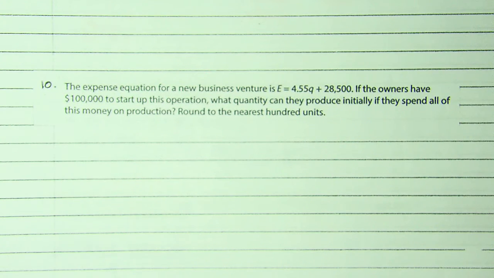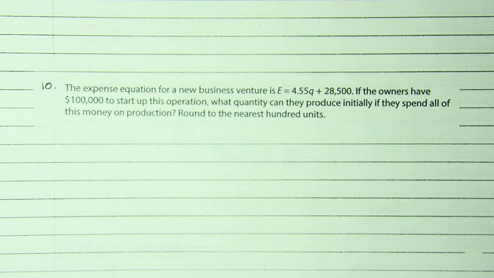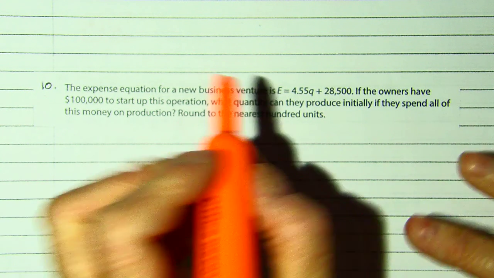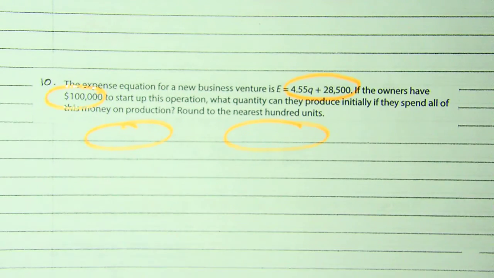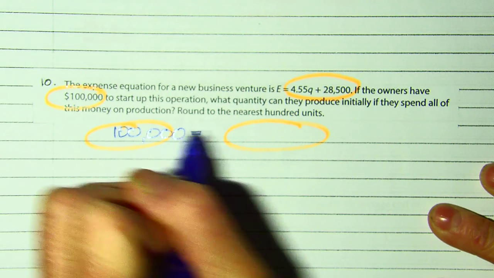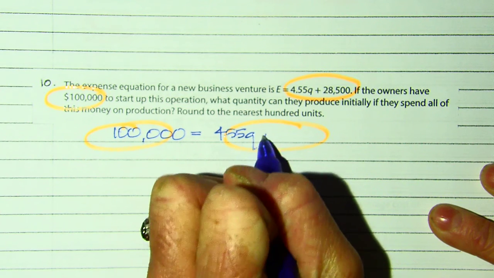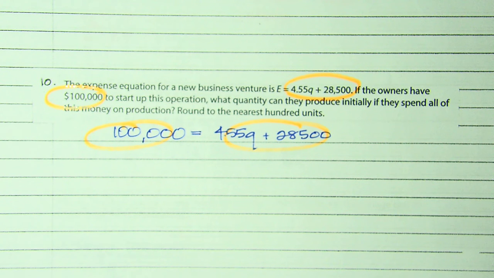Number 10. The expense equation is here. If the owners have $100,000 to start up the operation, what quantity can they produce initially if they spend all this money on production? So again, we're setting these equal. So if I only have $100,000 to spend, how many products can I make? So 455Q plus 28,500.